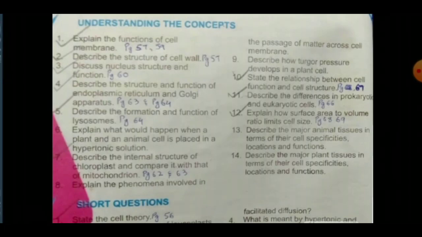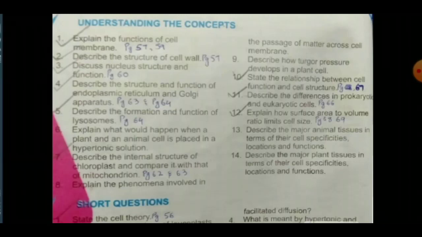So it's given on page number 60, and in this you have to explain about all the terms like nuclear envelope, nucleoplasm, nucleolus, etc., and then you have to tell the function. Now question number 4. Describe the structure and function of endoplasmic reticulum and Golgi apparatus. Its answer is on page number 63 and page number 64.